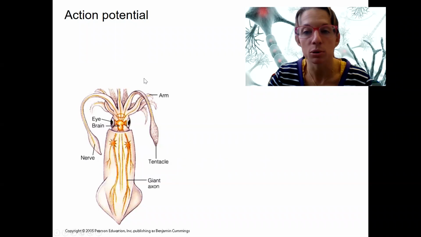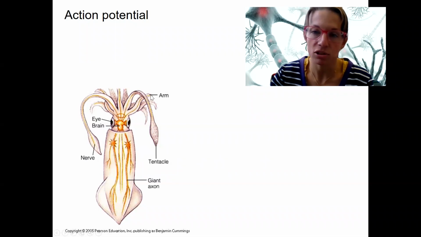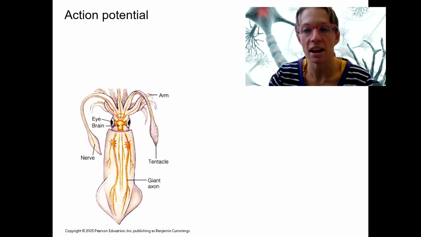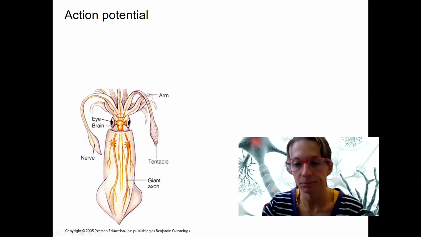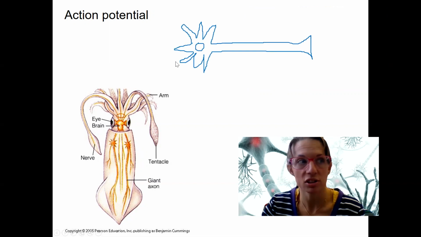Researchers were able to impale it with an electrode, and they measured that not only does it have a negative resting membrane potential, so the inside measures negative compared to the outside of the cell, but also there are rapid changes that they noticed. What are these rapid changes? This is an action potential.